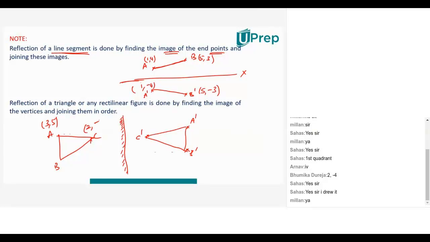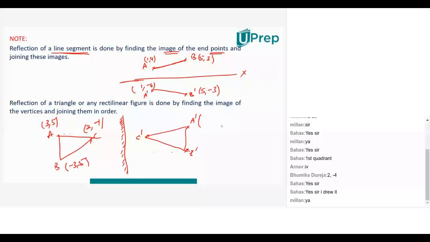A will be reflected, it will go somewhere here, it becomes A dash. C will be reflected, this will be C dash. B will be reflected, it will go to B dash. When I join these three, what I get is the image of this diagram on the y-axis. What will be the coordinates? Suppose this is 3, 5. This is 2, minus 1. And this is minus 3, 5. Minus 3, minus 5. Then how will be A dash coordinates?